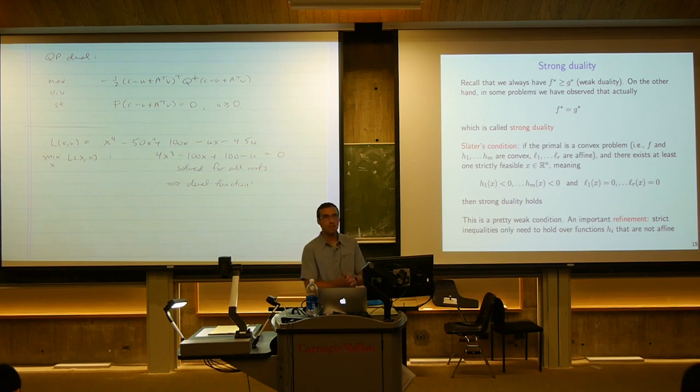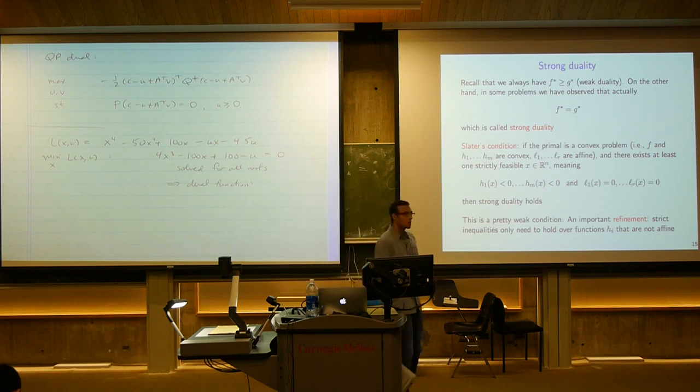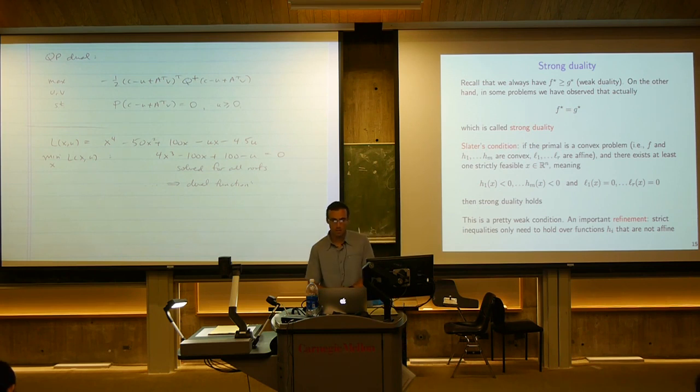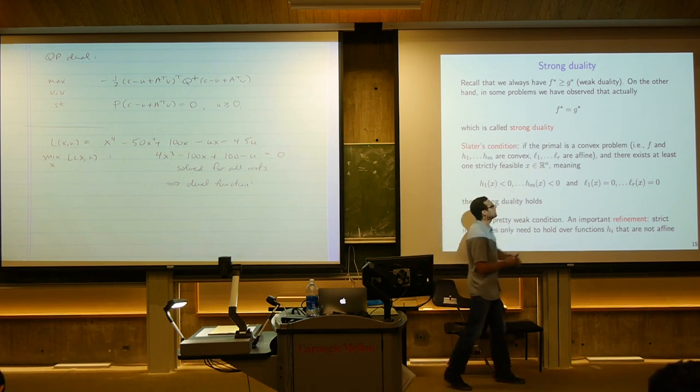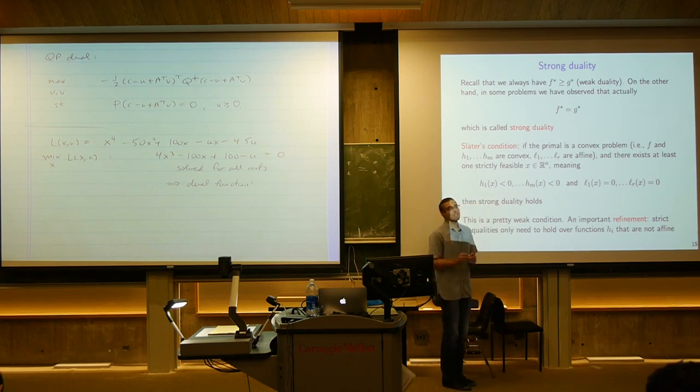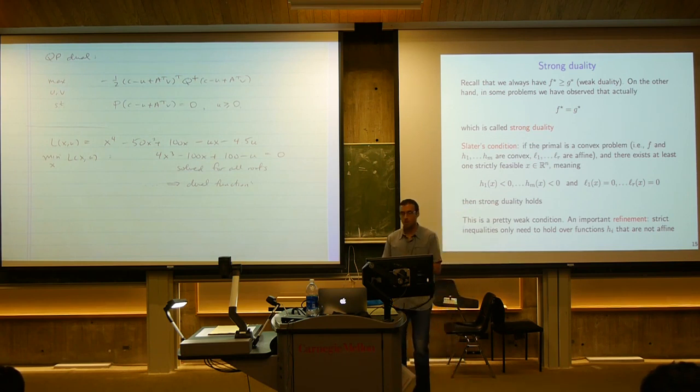When does that occur? It occurs very generally in convex optimization problems, in almost every convex optimization problem. We just require something called Slater's condition. If the primal problem is convex, which means that f, the criterion, and the h's, the inequality constraints, must all be convex, and the equality constraints must be affine. And in addition to convexity, there has to be at least one strictly feasible point, a point in the relative interior of the feasible set. The solution can lie anywhere, even on the boundary.